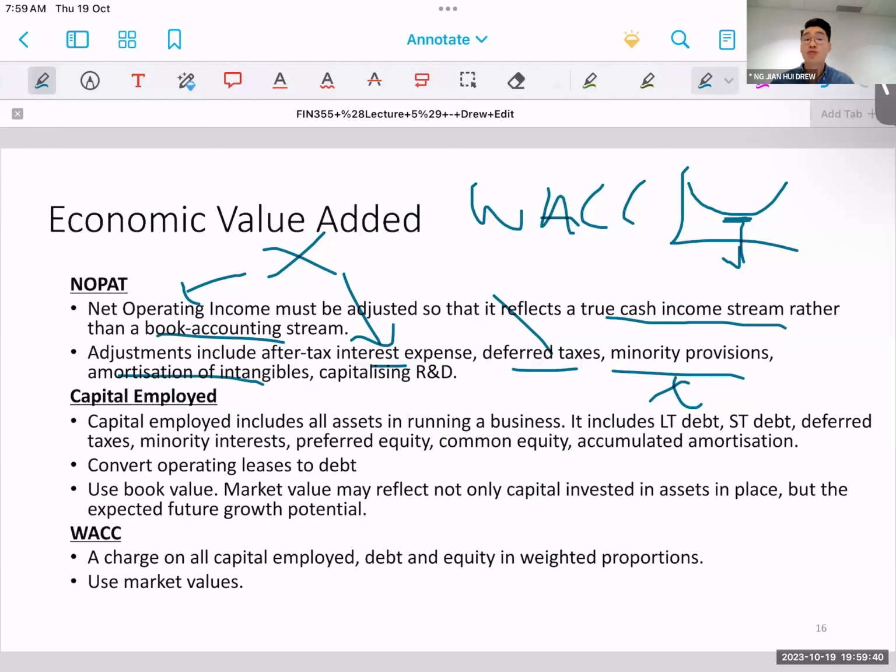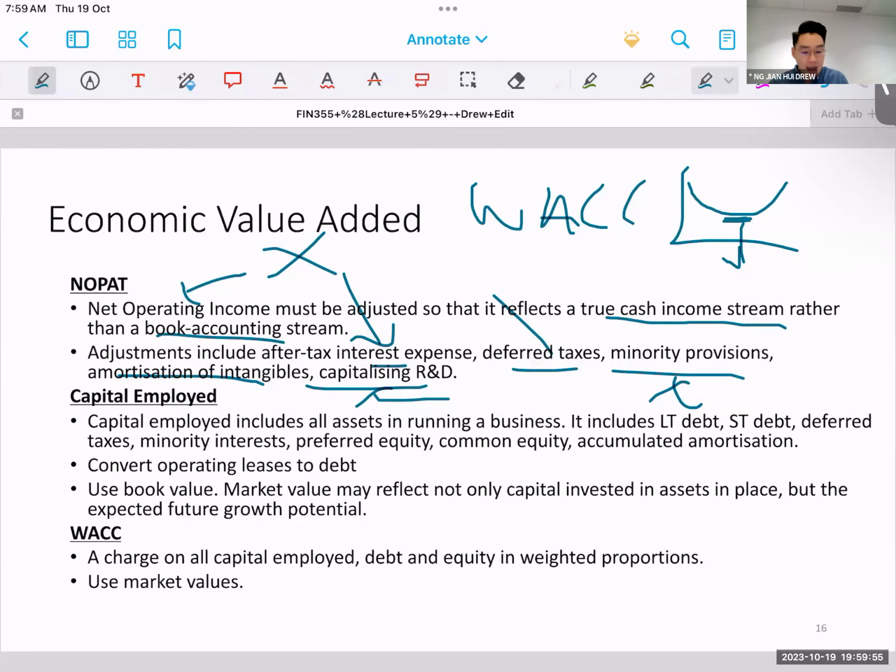Amortization, this is relating to non-cash. We don't need to include it because it's non-cash. Why should we include non-cash? Capitalization of R&D. So R&D is intangibles. Again, it's not related to operations. Right? So there are a few things to adjust for.